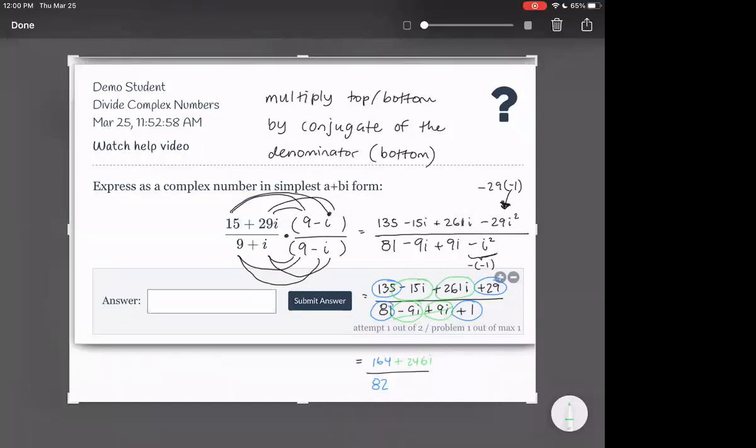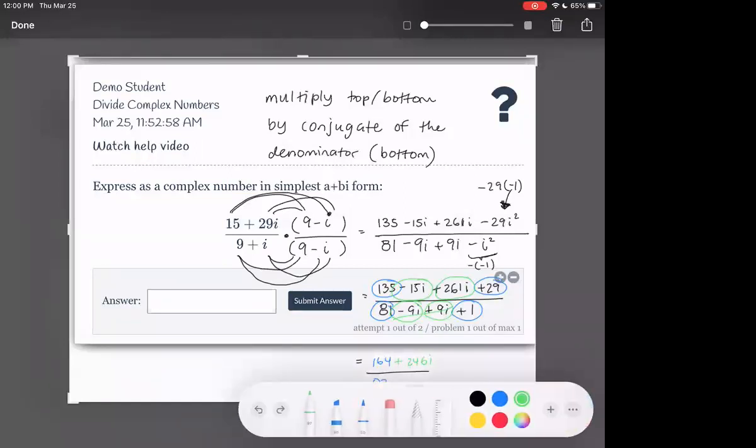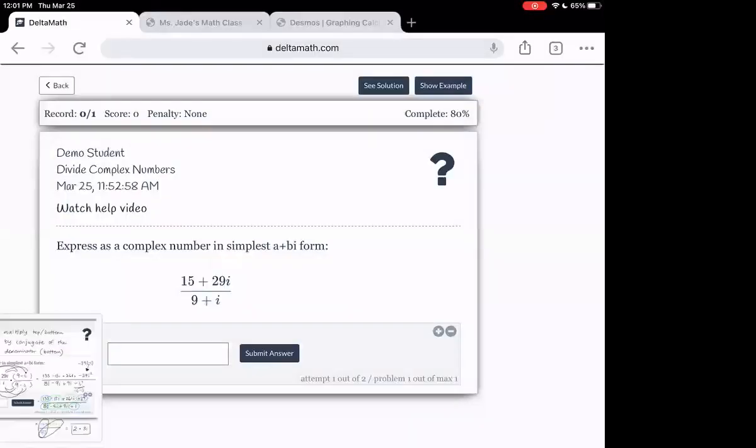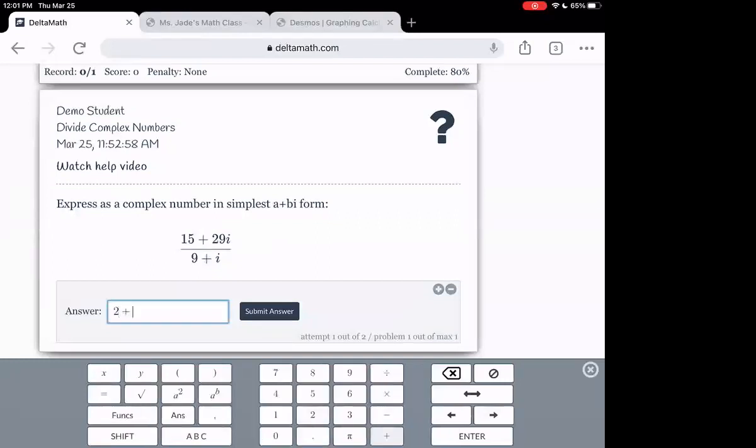Last but not least, we just need to divide. So what is 164 divided by 82? That gives me 2. And then what about 246i divided by 82? That gives me plus 3i. So literally just divide them. And then you get 2 plus 3i as your final answer. All right, final questions, please let me know. So 2 plus 3i.